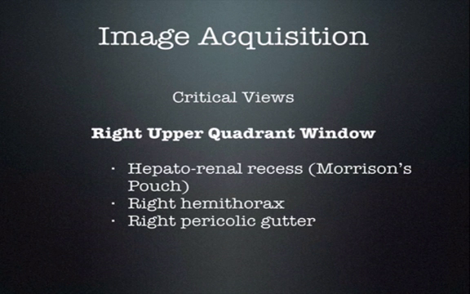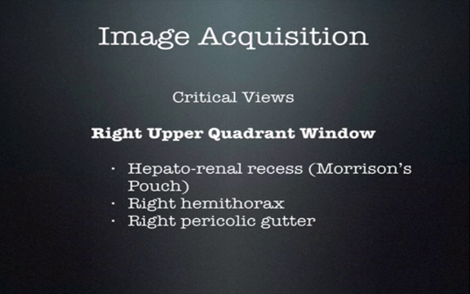So the FAST exam is a protocol ultrasound exam. That means it has specific views that must be obtained and specific organs that must be imaged in those views. The first view is the right upper quadrant window. In this view, we're going to image the hepatorenal recess. This is also called Morison's pouch. This is the most likely place for blood to collect in the supine patient.